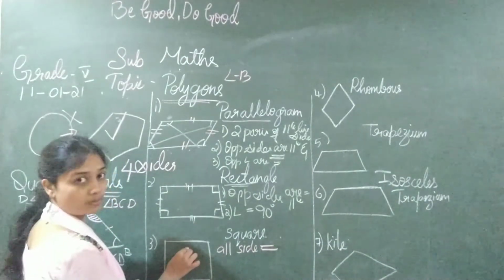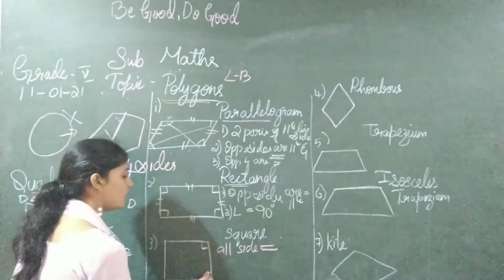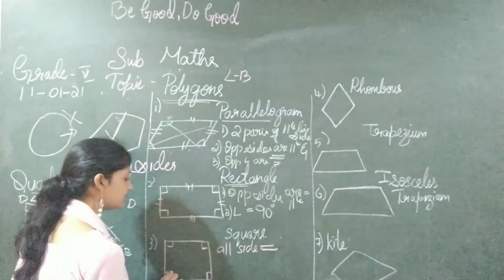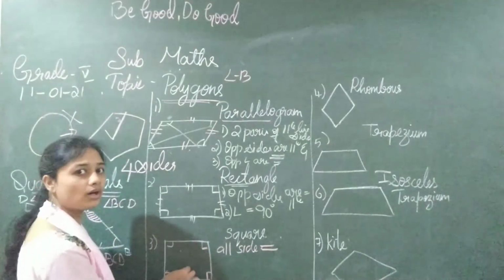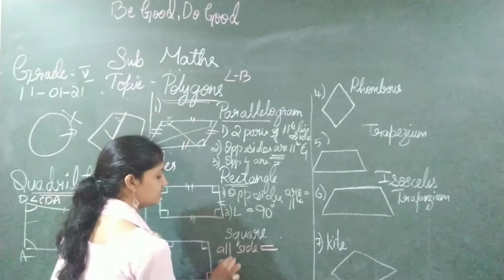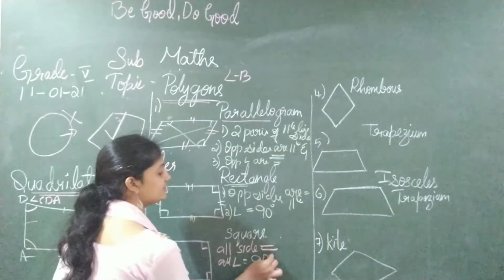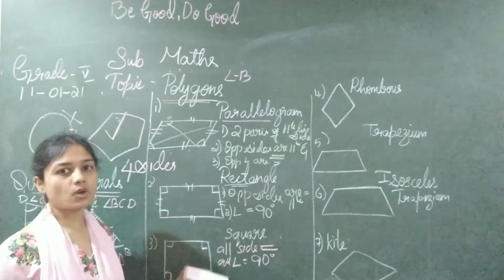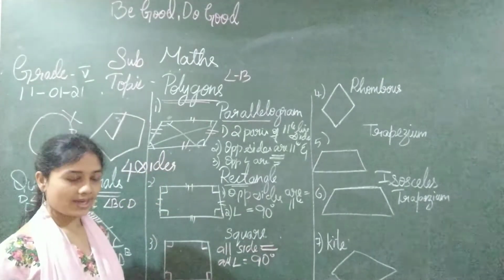Okay? And the next property is that all the angles in this are, just like the rectangle, 90 degrees. All the angles are equal to 90 degrees. So these are the two properties of square.